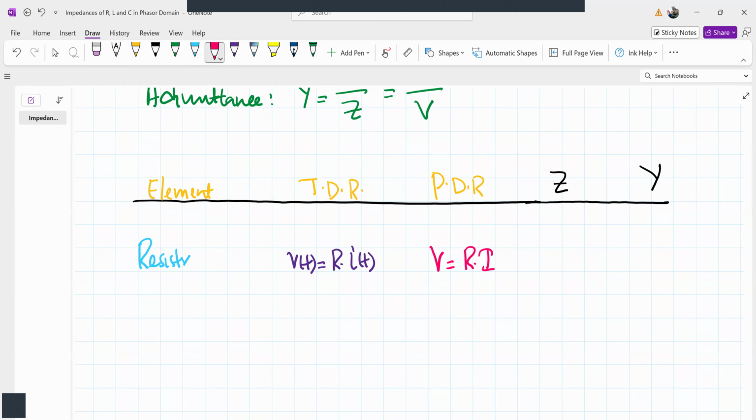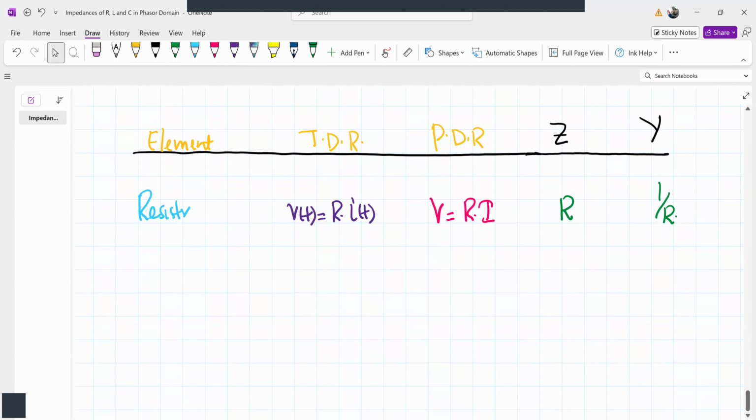Okay, so what's the impedance? Impedance is defined as V by I. V by I will be simply equal to R. So what will be the admittance? The inverse of R, right? 1 by R. So the admittance offered by the resistor is 1 by R.